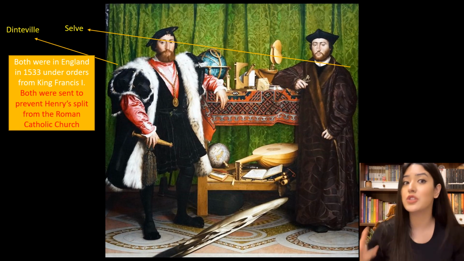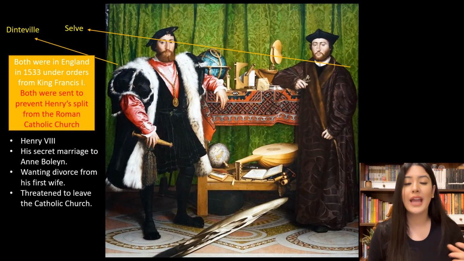So you have to know the history, as in why did it happen. Henry VIII is best known for his 6 marriages. He had 6 wives, he married 6 times, and what happened is he secretly married Anne Boleyn. During this time he married Anne Boleyn secretly, and he wanted to divorce his first wife, and this was not allowed by the Roman Catholic Church.